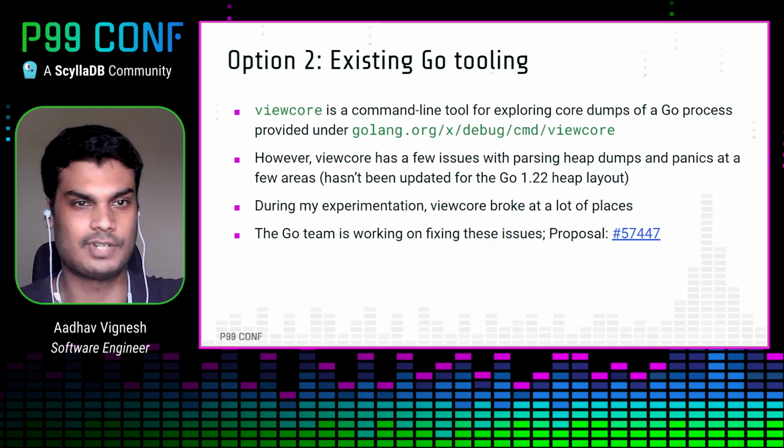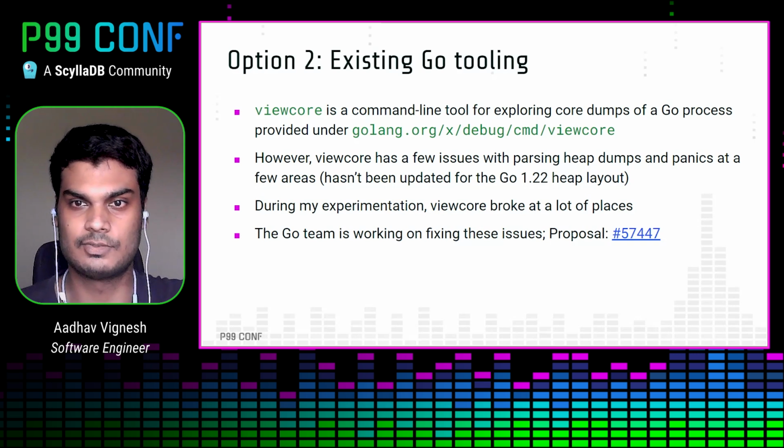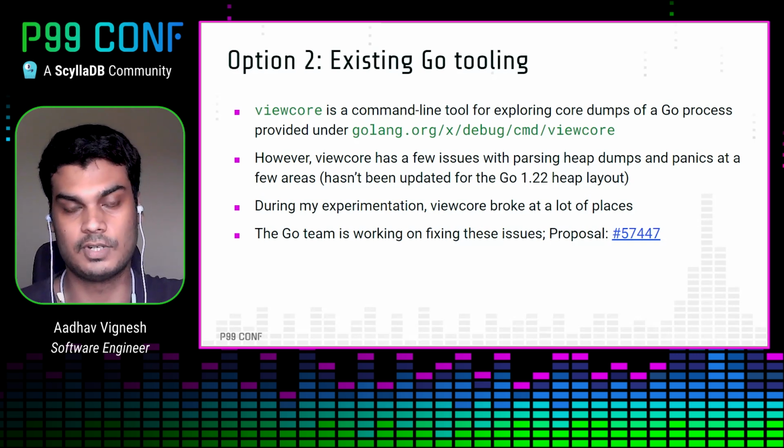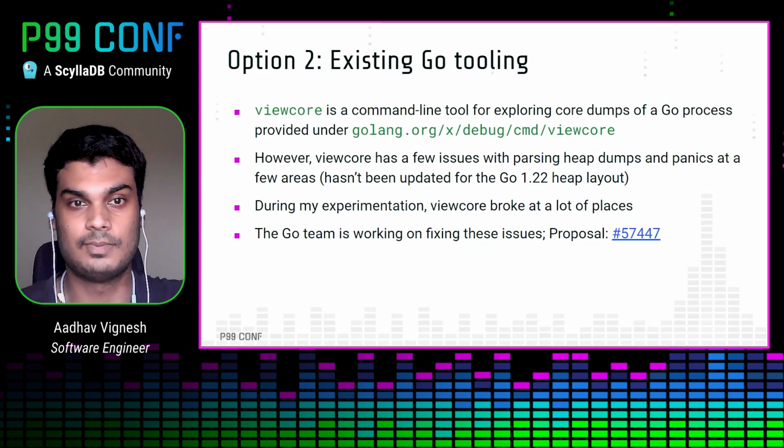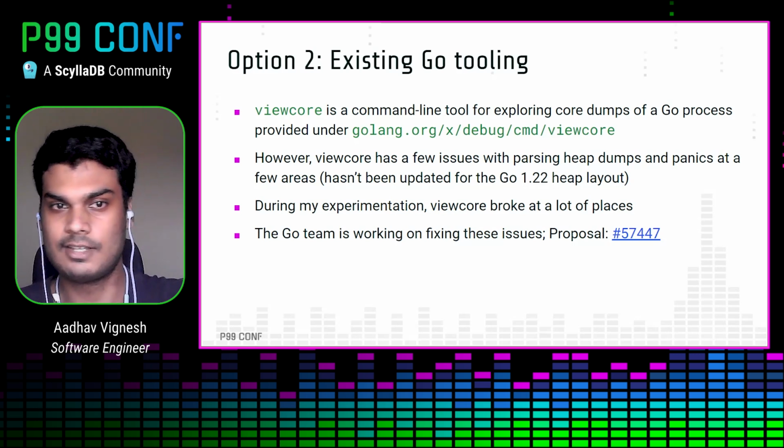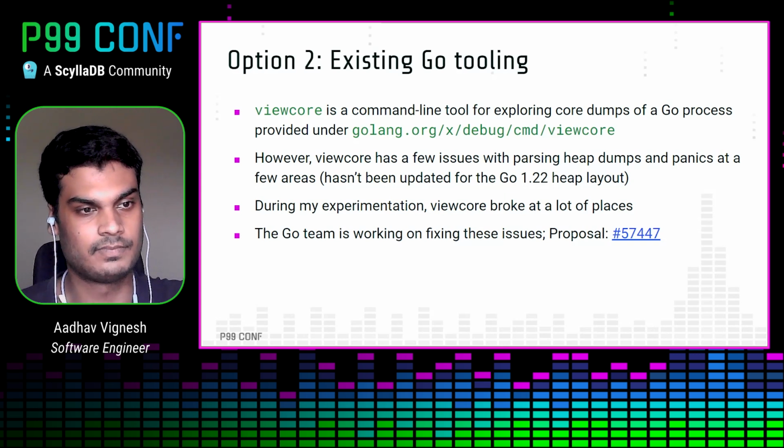I was pretty excited to try it out, but it failed at the heap dump parsing stage and had a few panics which I couldn't resolve on a fork version as well. The Go team is recognizing the problem and is planning to solve it in an open proposal, but at that time it didn't work out really well.